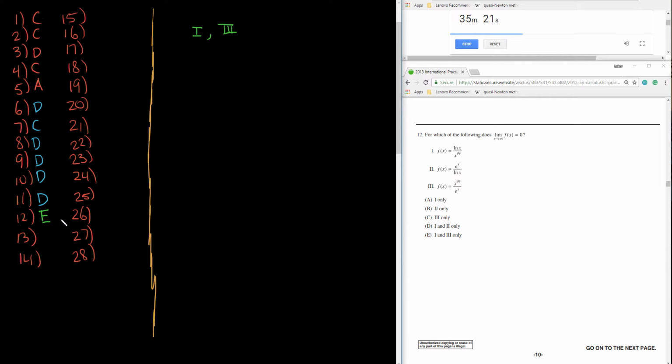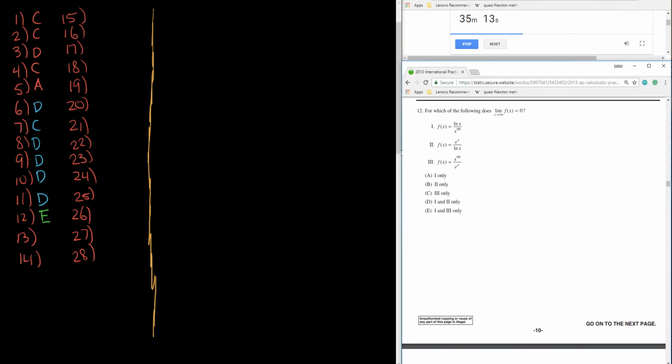Fantastic. Alright. This is the type of question where you want to know your growth rates. Factorial beats out anything, by the way, well, any of the elementary functions they're going to be using here.